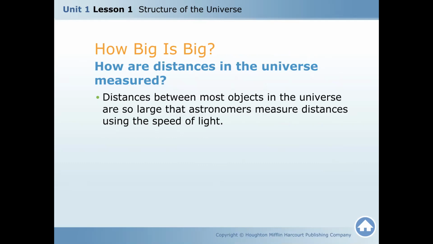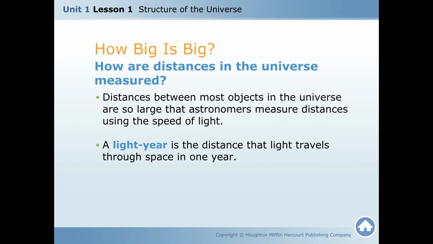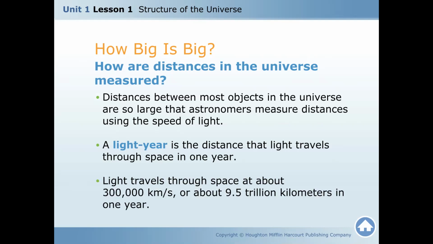Distances between most objects in the universe are so large that astronomers measure distances by using the speed of light. A light year is the distance that light travels through space in 1 year. Light travels through space at about 300,000 kilometers per second, or about 9.5 trillion kilometers in 1 year. And that is the unit of measurement used as a light year.